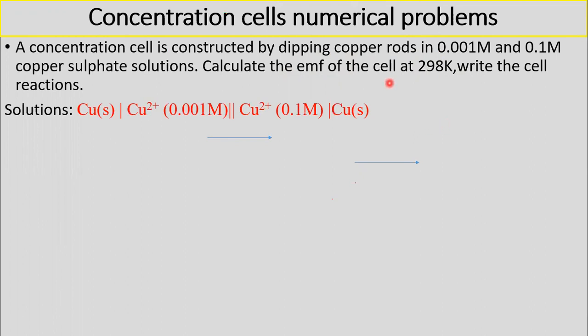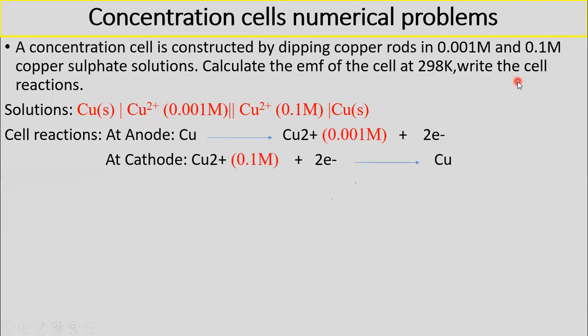So here it is a concentration cell. The copper electrodes are being used, and in brackets we have mentioned the concentration. So how to understand which will act as anode and cathode? By seeing the concentration. The lower concentration will be acting as anode. The higher concentration will be acting as cathode. So in the cell representation, you will be mentioning that.